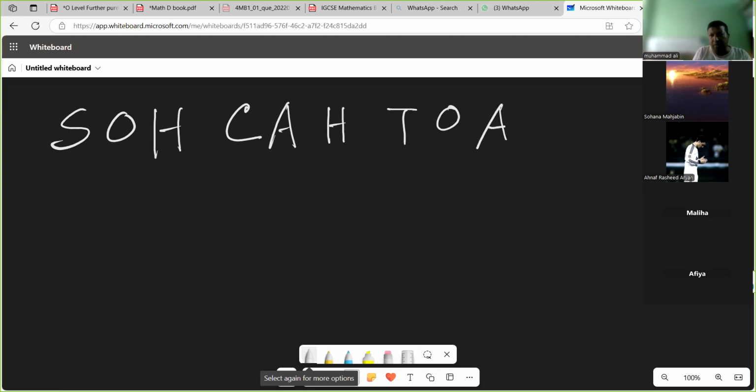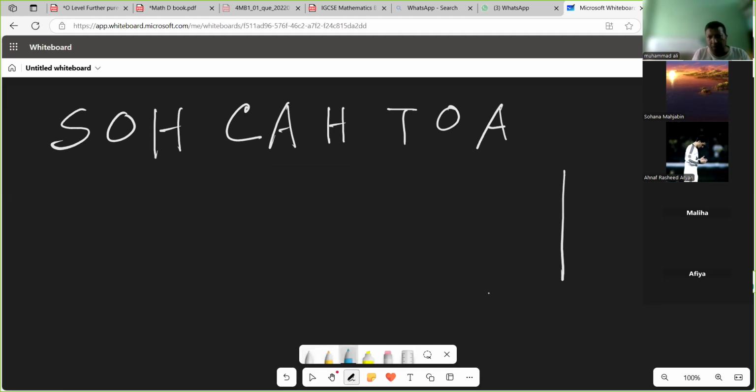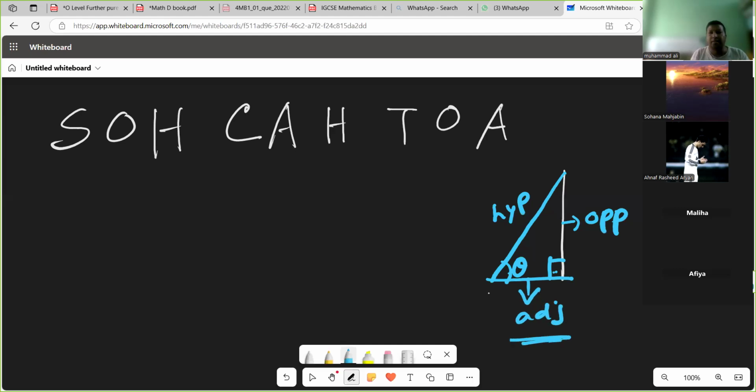So remember, this is for a right angle triangle. Always keep in mind, the side opposite the right angle is the hypotenuse. If you consider an acute angle, the side opposite it is the opposite. And between the right angle and the acute angle, that one is the adjacent. Which one do you consider as the acute angle? The acute angle's opposite is the opposite, and between the right angle and the acute angle is the adjacent.